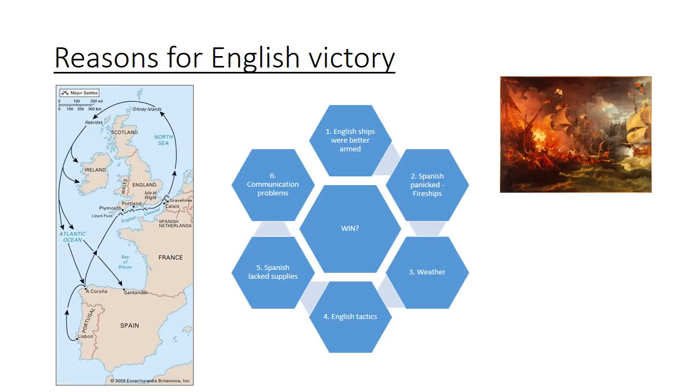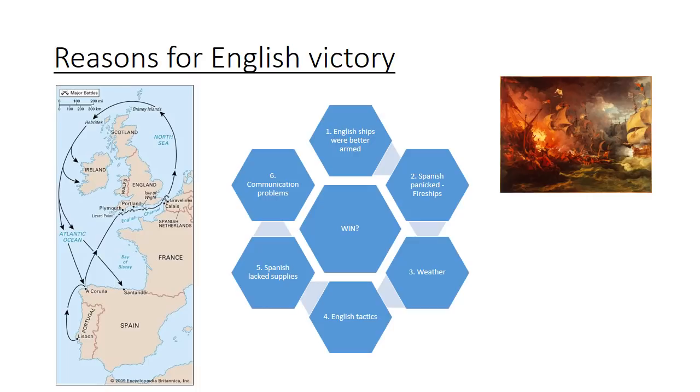So, 6 reasons why the English won. Firstly, they just had better ships, better armed, better equipped. They had smaller guns, but they were quicker to reload, so their fire rate was much quicker. They also managed to panic the Spanish by sending in old ships, burning them up. So lots of captains cut their anchors and went to try and save themselves.